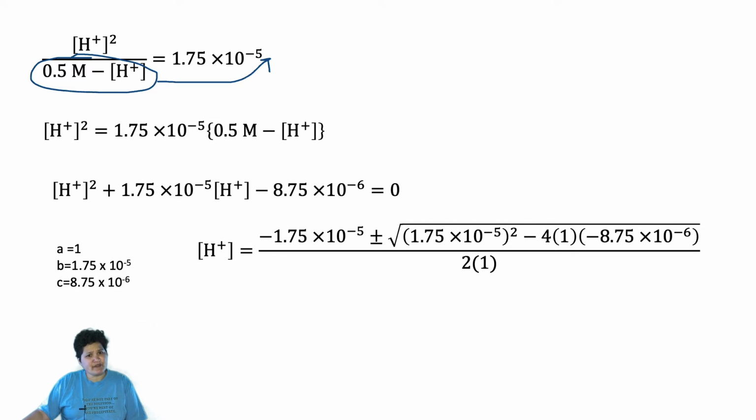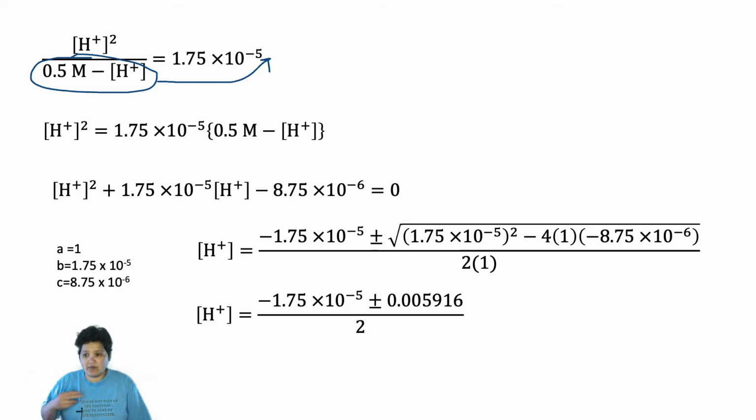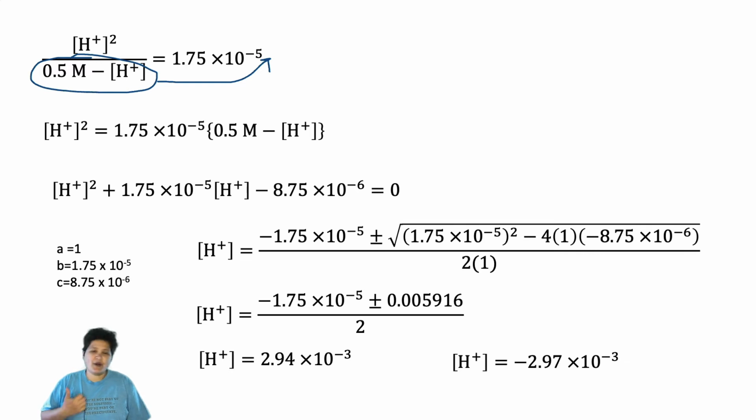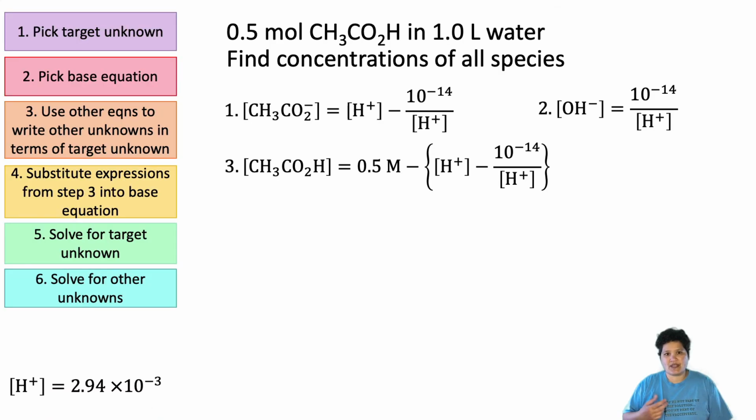And now I'm going to simplify it. I'm basically taking everything under the square root symbol, and I'm just going to combine that all into one number. And now it's pretty easy to solve for our two values for H plus. And if you look at those, you can see that one of them is negative. You can't have a negative concentration, so we can throw that out. And it turns out our H plus concentration is going to be 2.94 times 10 to the minus 3rd. So with an H plus concentration of 2.94 times 10 to the minus 3rd, now we can move on to step 6.